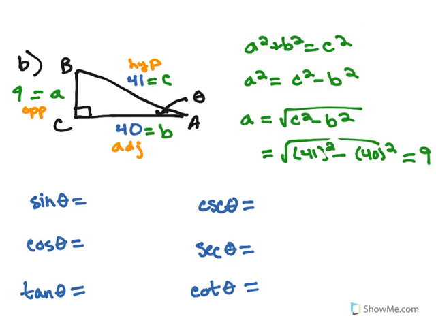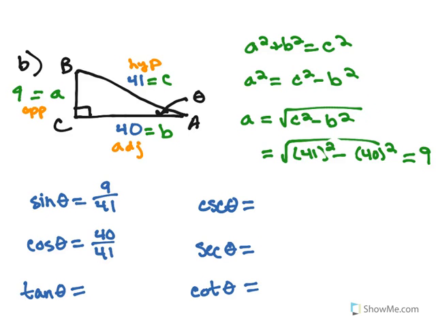All right, so sine is the SO part of SOHCAHTOA. It's opposite over hypotenuse. My opposite is 9. My hypotenuse is 41. Cosine is the CAH, so cosine is adjacent over hypotenuse. My adjacent is 40. My hypotenuse is 41.